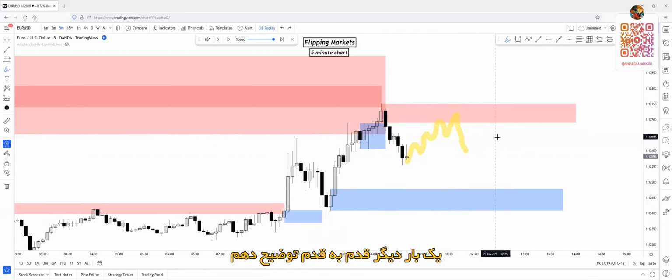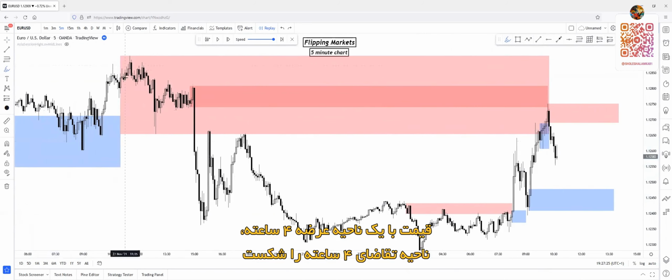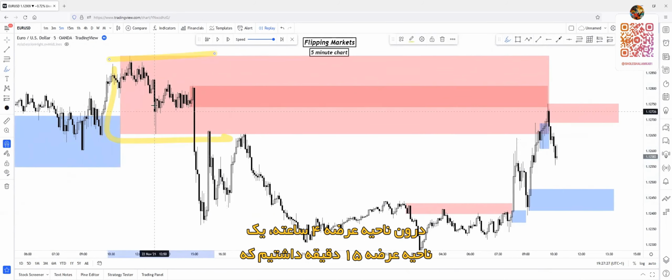Let me just walk through this again. So we had a 4-hour supply and a 4-hour demand zone. Price broke through this 4-hour demand zone with a 4-hour supply zone. Inside of that 4-hour supply zone, we had a 15-minute supply zone that created a huge inefficient push to the downside, a break of structure, and a demand break. After this, price created an upside movement, levitating back up to this 15-minute and 4-hour supply zone.